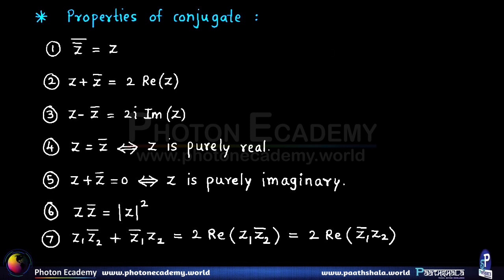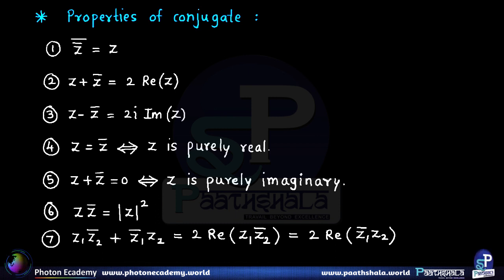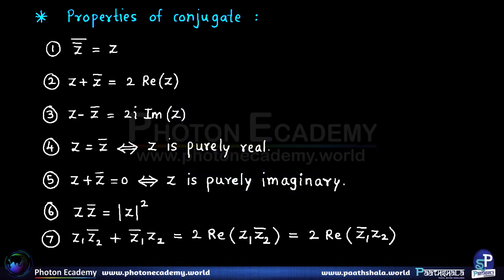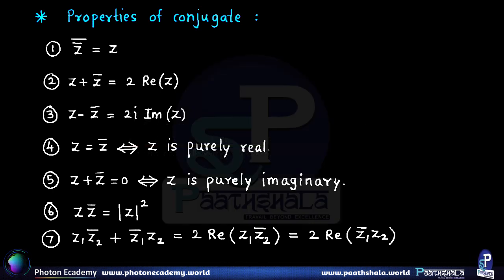Now the next one is property number 7, which says z1 into z2 bar plus z1 bar into z2 is equal to 2 times the real part of z1 into z2 bar, and it is also equal to 2 times the real part of z1 bar into z2. All of these properties can be easily proven by taking z1 and z2 as a1 plus ib1 and a2 plus ib2 respectively, and on substitution we will be able to prove these properties. Now let's move ahead and see a couple of more properties.